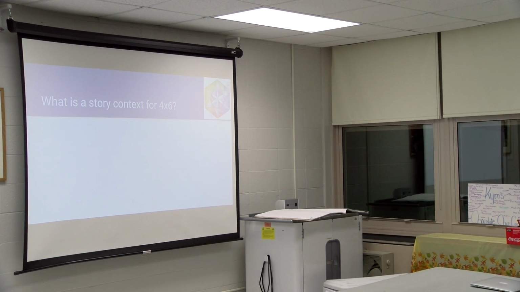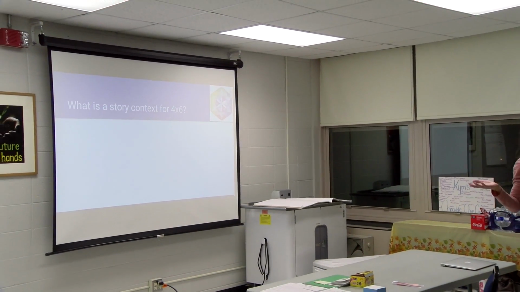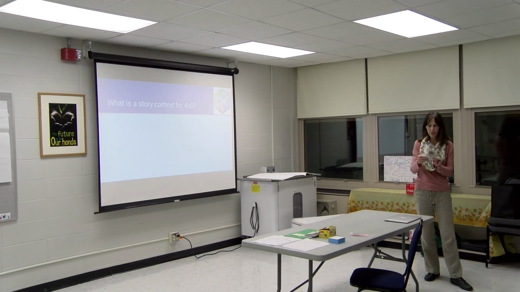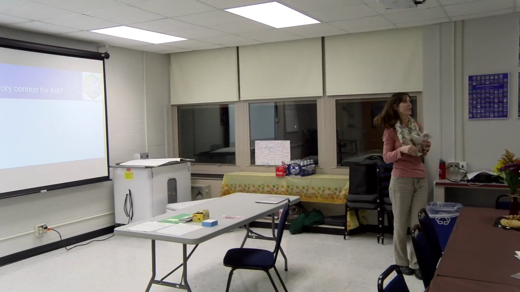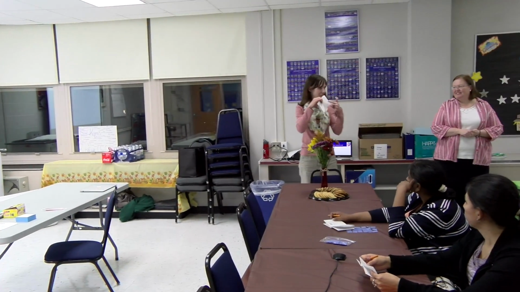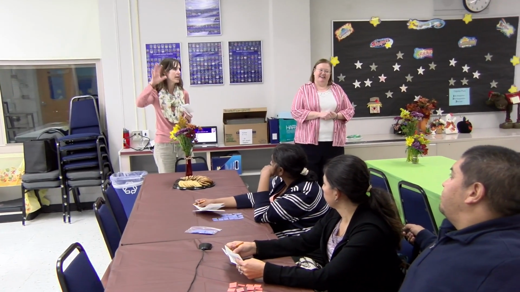Then we'll use the term, sometimes we'll say number story or story context. What could these numbers be about? So for the story context for 4 by 6, you can go ahead and write one. We'll think of one. It doesn't have to be an area 4 by 6, but some real context for when you would represent something with 4 times 6.